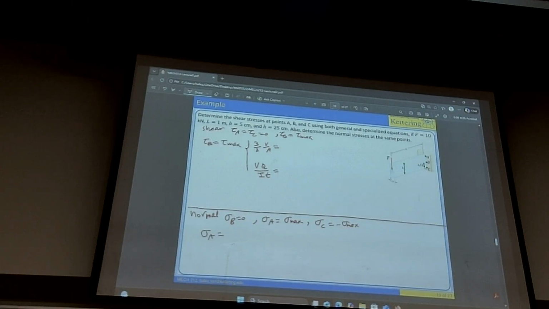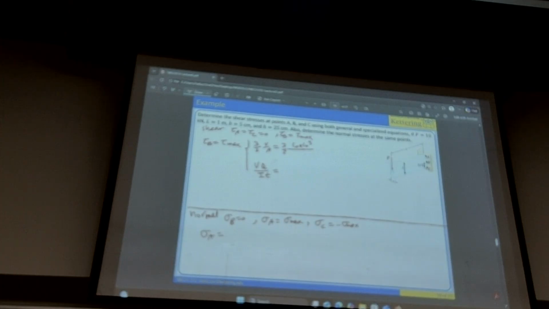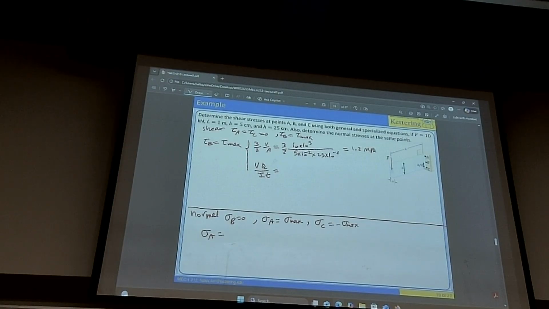All right, the first one is easy, 3/2. V is the force that is literally given as 10 kilonewton, 10 times 10 to the 3, 10 to the 3 for kilo. And area is the cross-sectional area, B times H. So 5 centimeters, 10 to the negative 2, and H is 25 times 10 to the negative 2. So 1.2 megapascal. The next one should give us the same value, but with more work.